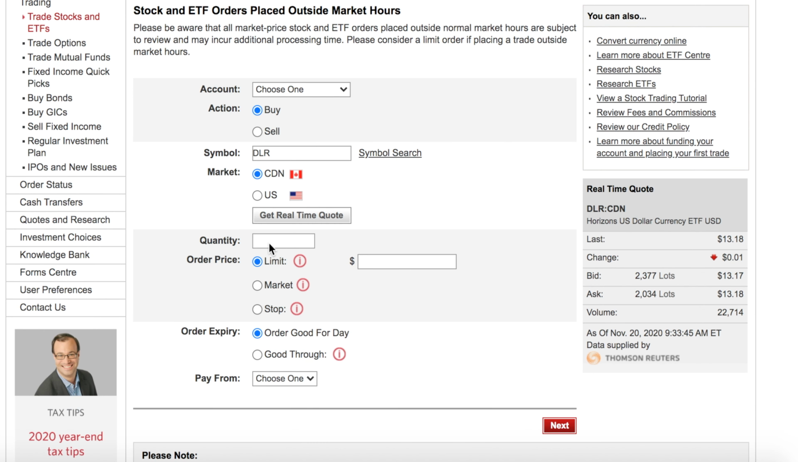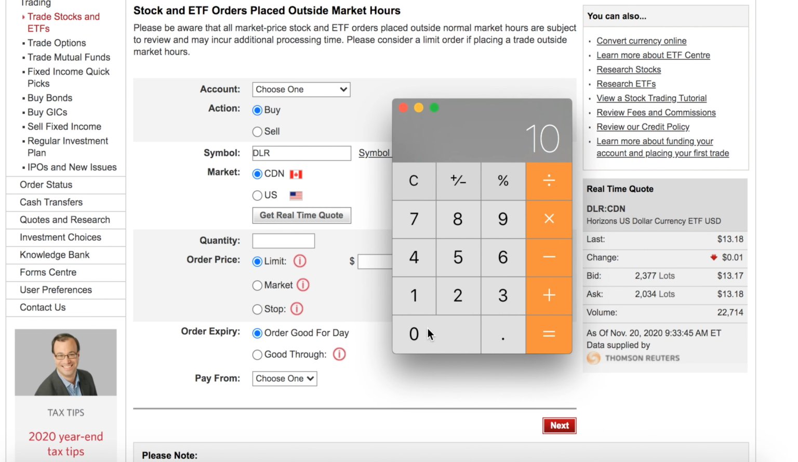Now, the quantity of shares that you want to buy is going to depend on how much money you want to convert to US dollars. So let's say you want to convert $10,000 Canadian. You're going to subtract your commission fee. For me, that's $5.95 from $10,000. And then you're going to divide this amount by the current trading price of DLR, which over here you can see is $13.18. So divide that by $13.18.